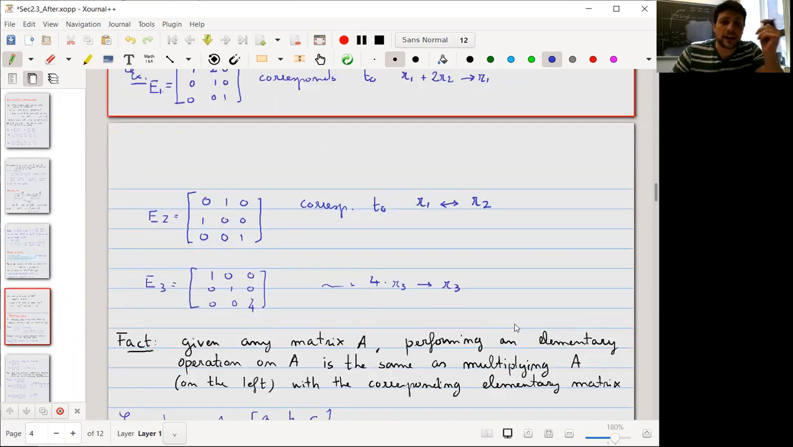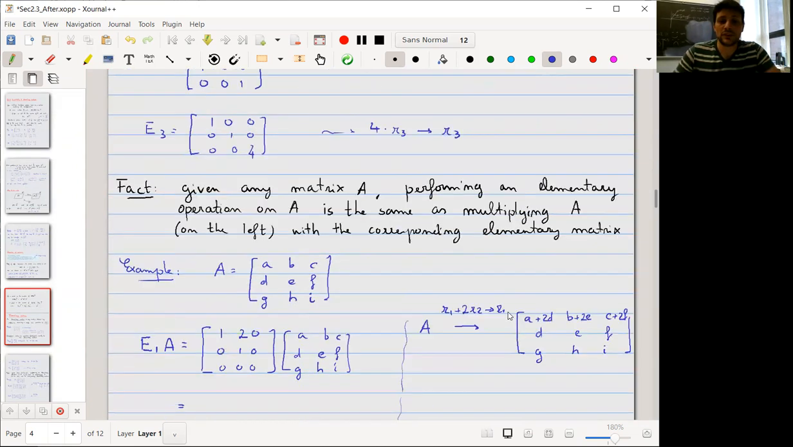The crucial fact about elementary matrices is that, given any matrix A, performing a row operation on A is the same as multiplying A by the corresponding elementary matrix. In other words, well, we'll see it in examples here. Let's have a look at this first example. I have a generic matrix A with entries A, B, C, D, E, F, G, H, I.